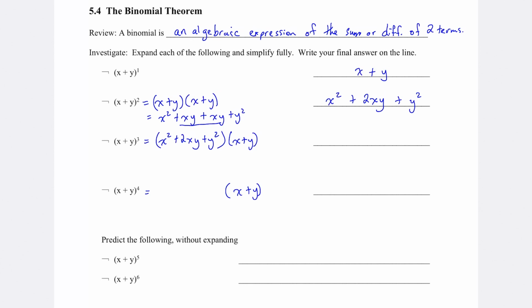Once you've done these two answers right here, I want you to predict the following without expanding. See if you can figure out what x plus y to the power of 5 would be, or x plus y to the power of 6.